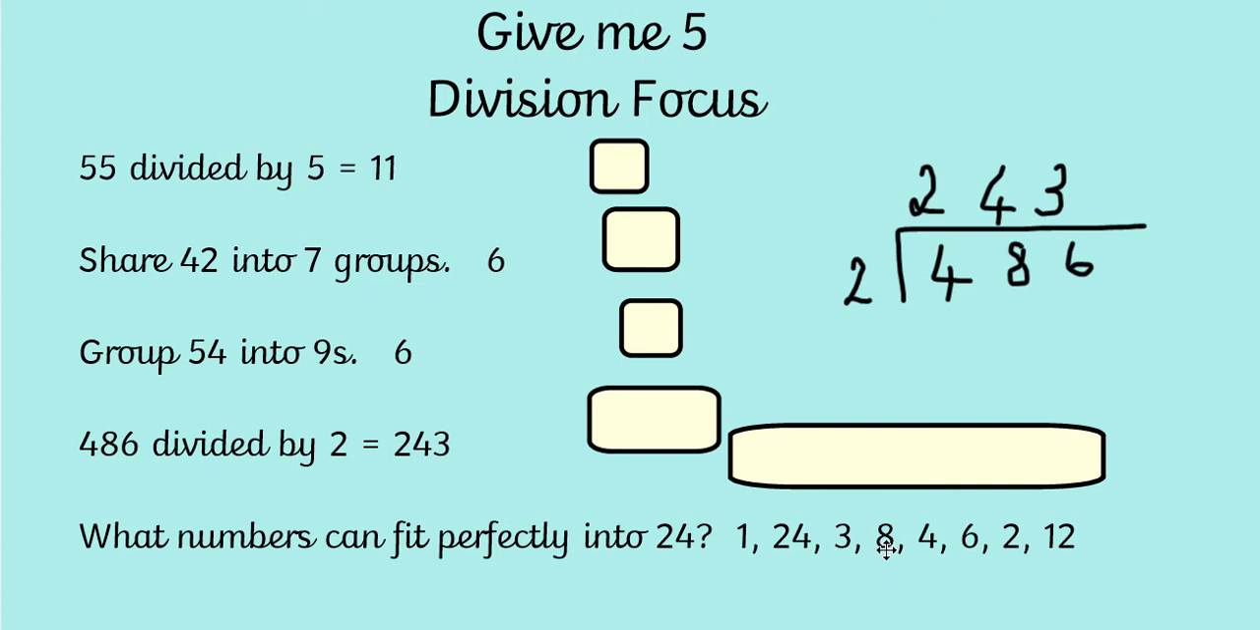3 and 8, so 3 times 8 is 24. 4 and 6, 4 times 6 is 24. And then 2 and 12 is 24. So all of these numbers fit perfectly into 24. Well done if you got any of those right. Even if it was just a few of them, you've still done really well. Let's move on to our in focus problem for today then.